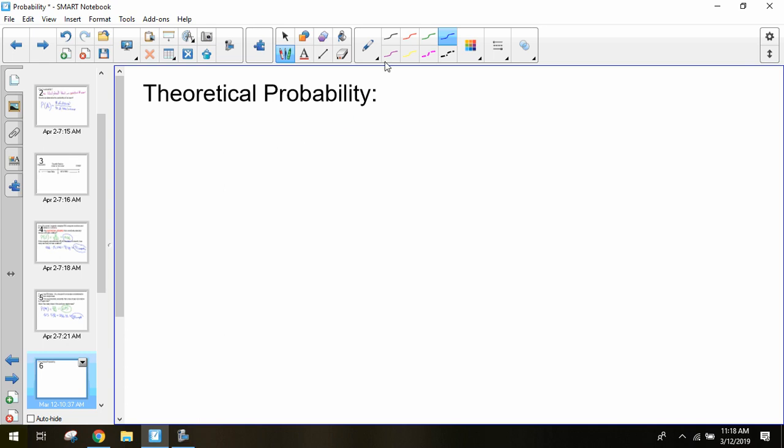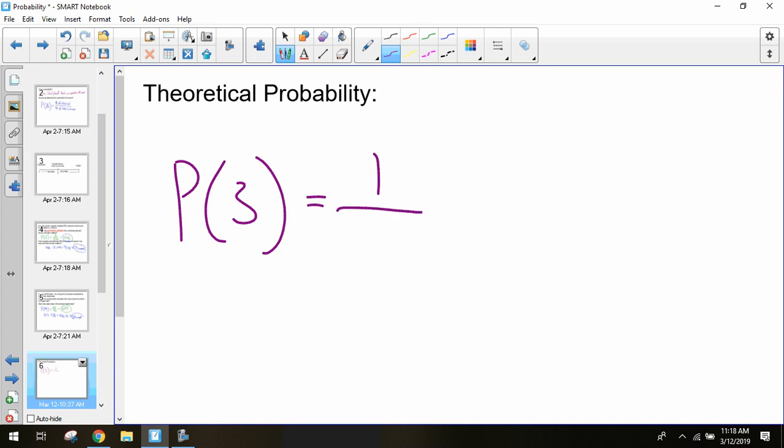So, for example, let's do the probability of getting a 3 on a 6-sided dice. I just want to roll a 6-sided dice and I just want to get a 3. Well, I have one desired outcome, that's getting a 3. And it's a 6-sided dice, so I have 6 total outcomes. So 1 over 6 would be my probability.